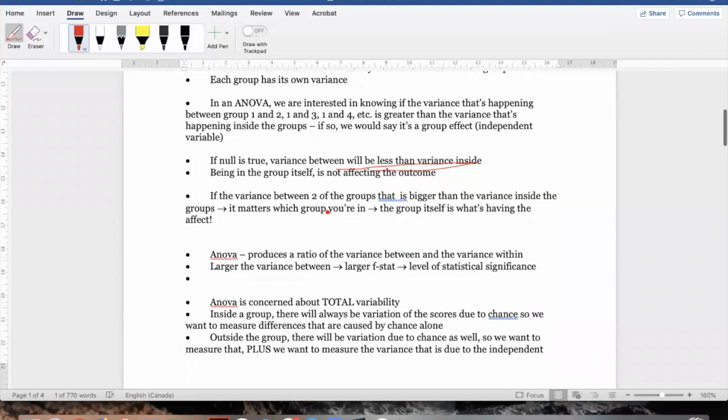If the variance between two of the groups is bigger than the variance inside the groups, that means it matters. It matters which group you're in. It's the group that's making the difference. So that means you have a significant finding.